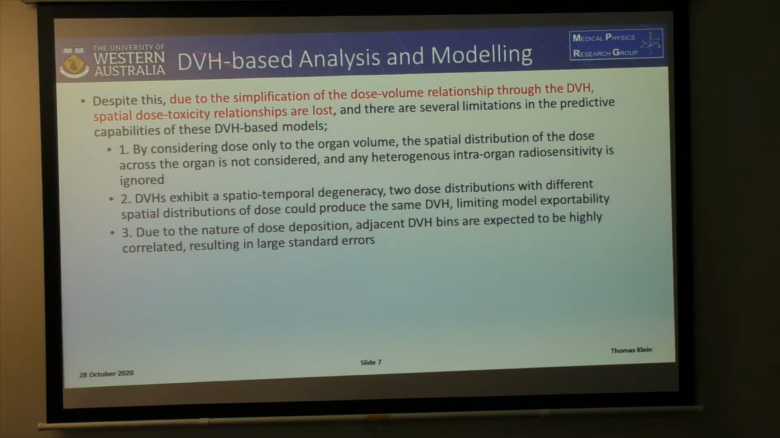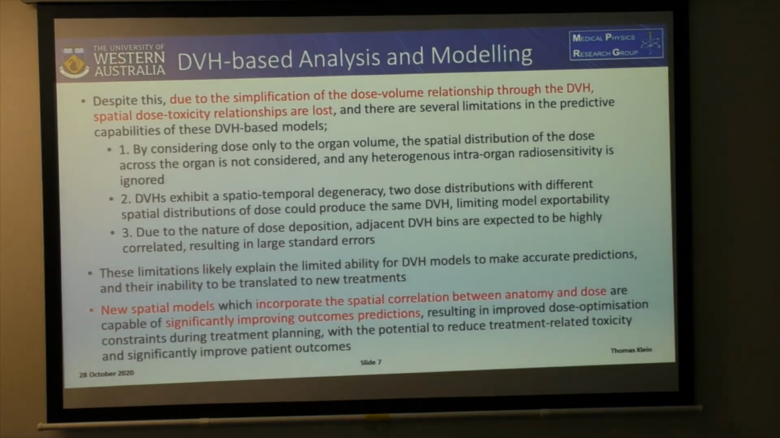And lastly, due to the nature of how dose is deposited, adjacent dose volume histogram bins are expected to be highly correlated, which causes large standard errors in modeling and affects the model robustness. So these limitations likely explain why dose volume histogram models have a limited ability to make accurate predictions.